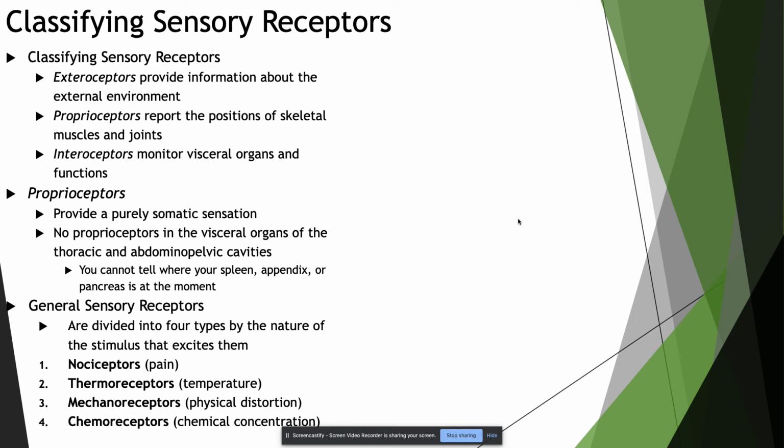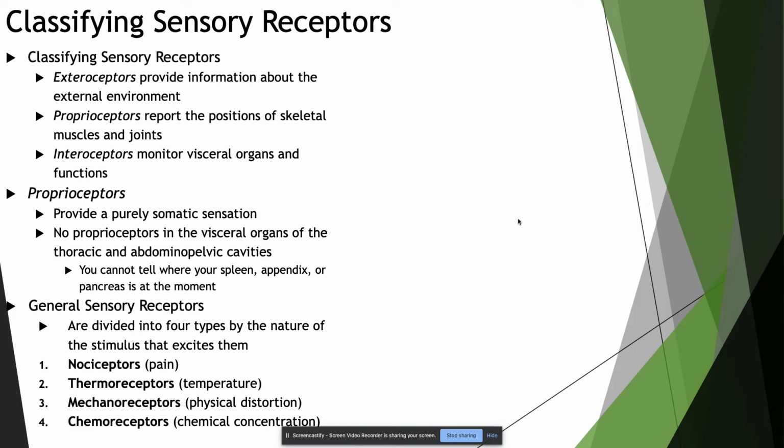So receptors for the general senses are scattered throughout the body, and they're pretty simple in nature. We can divide them into three types. Exteroceptors provide information about the external environment. Proprioceptors report the position and the movement of skeletal muscles and joints, and interoceptors monitor visceral organs and functions.